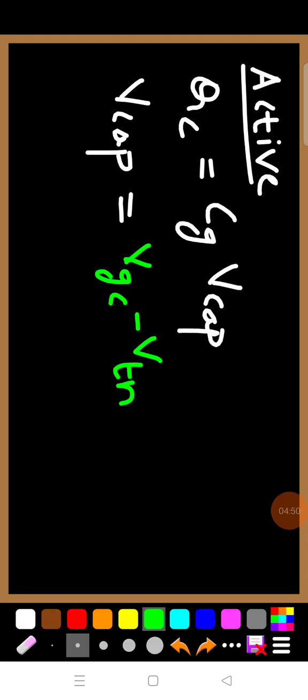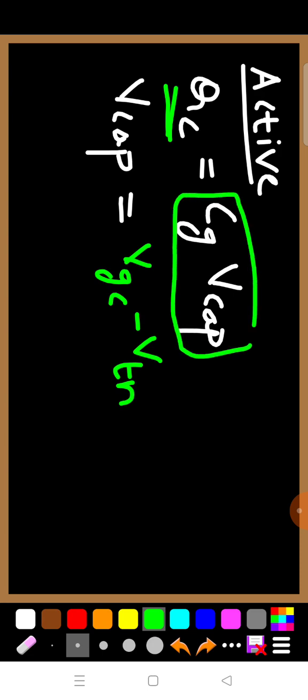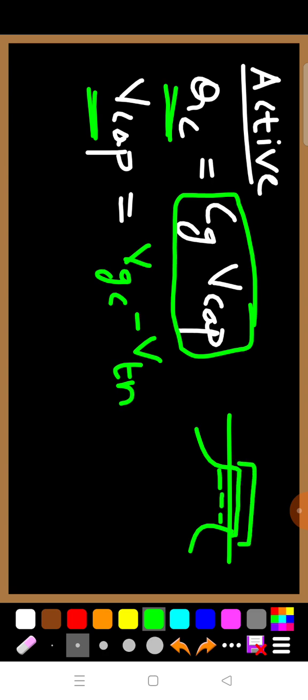Now coming back to the important second part of the derivation, we have to derive the charge induced in the channel, in terms of gate capacitance. We know that charge induced in the channel is equal to the product of gate capacitance and voltage across that capacitance. This capacitance is formed after the formation of the channel. Is it understood, all of you?